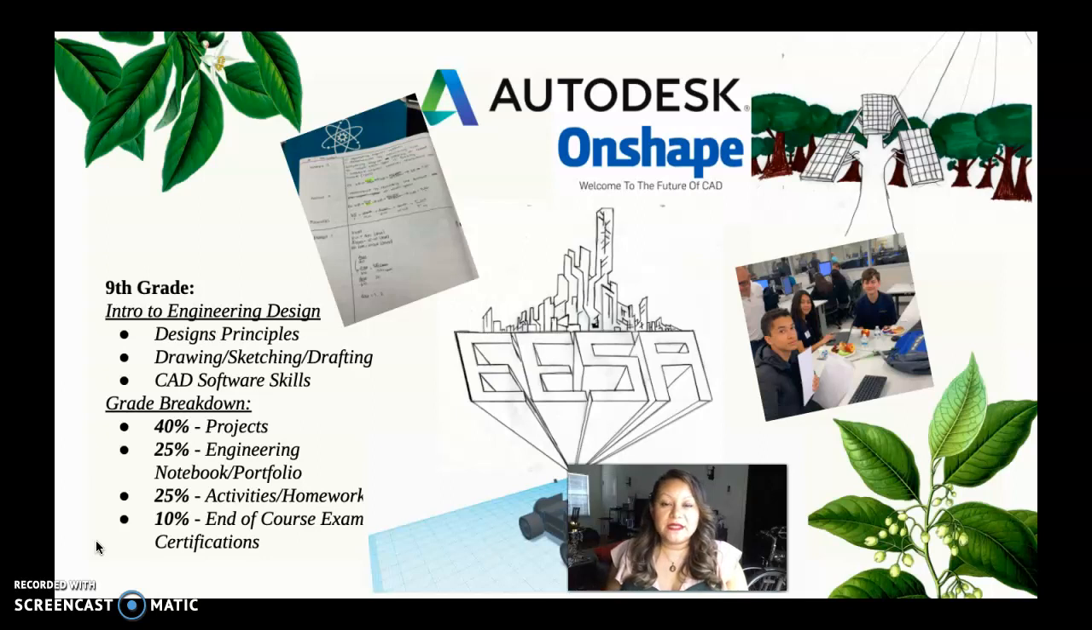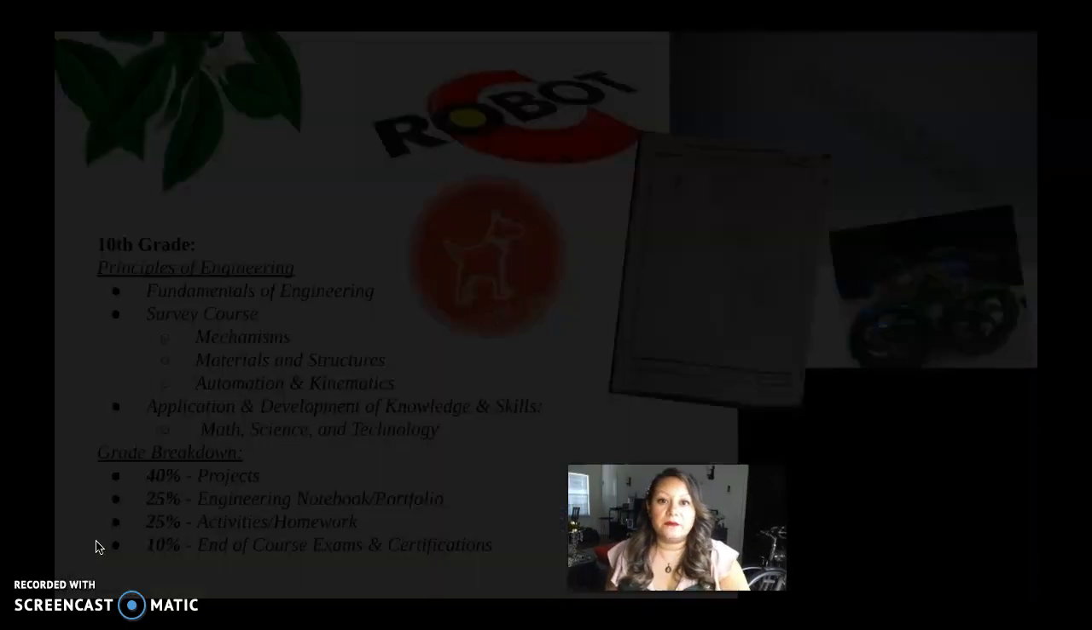A little bit about the grade breakdown in our classes. This is a project-based learning environment. So the way that I teach is we do an activity. That activity helps them understand a project, and that project is something that they have to produce, and there's a lot of steps to that project. So there's 40% of their grade is in projects, 25% is their engineering notebook and their portfolio, 25% is activities and homework, and the last 10% is an end of course exam or any certifications that they get throughout the course. So for example, you could be certified in Autodesk Inventor, or there might even be a certification for another CAD platform like Onshape. You can get a safety certification when we're talking about the shop space that we're using, and so forth and so on.